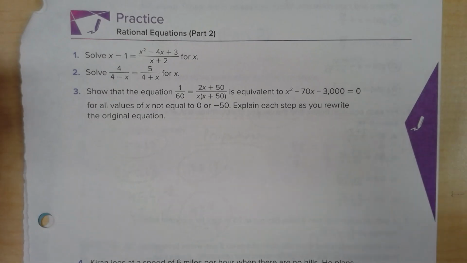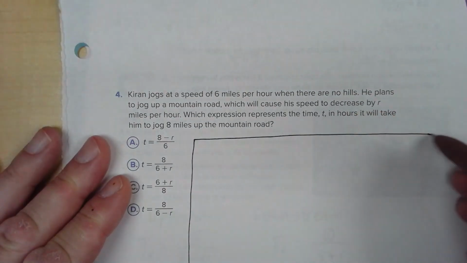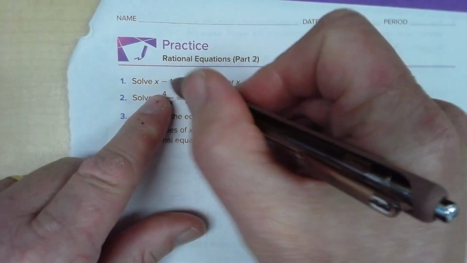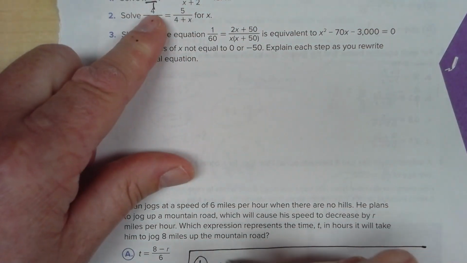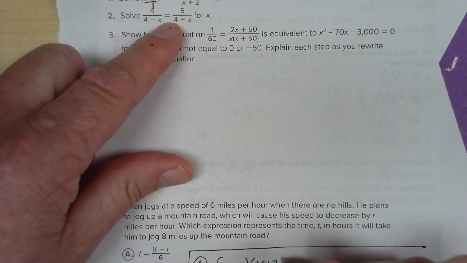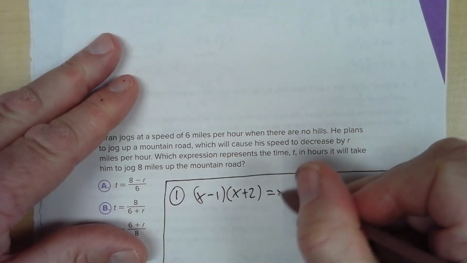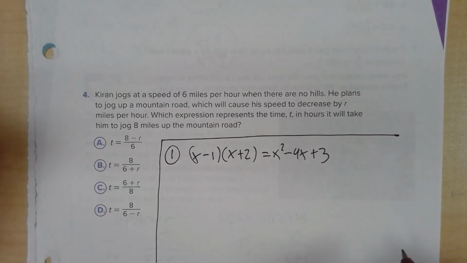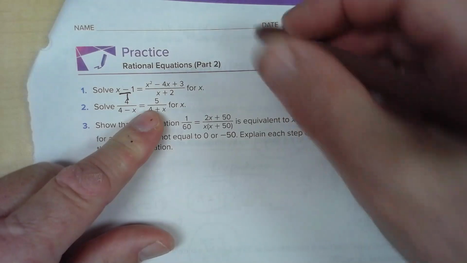So what you need to do is you're going to put number 1 right here. So we're going to cross multiply. When we cross multiply, this is like over 1. So we're going to get this times this, x minus 1 times x plus 2. So cross multiply equals this. Okay, and then proceed from there. So you can do number 1 right there. Number 2 would probably fit up here.